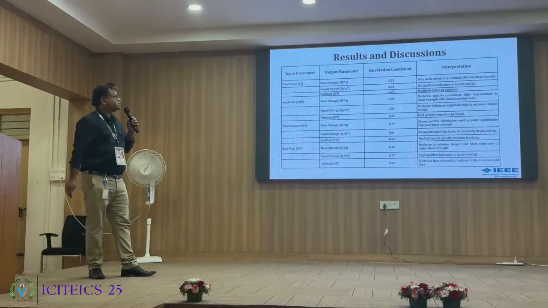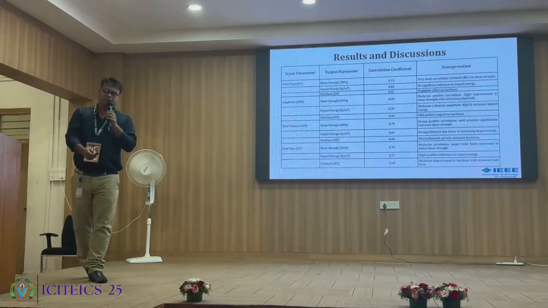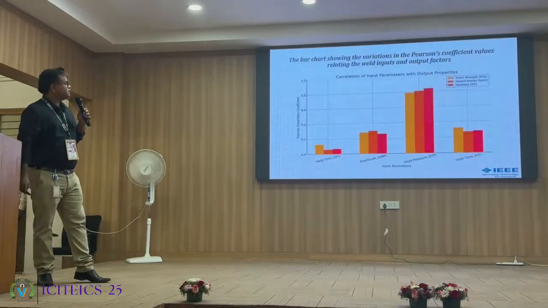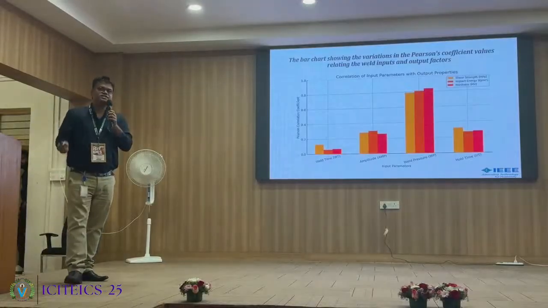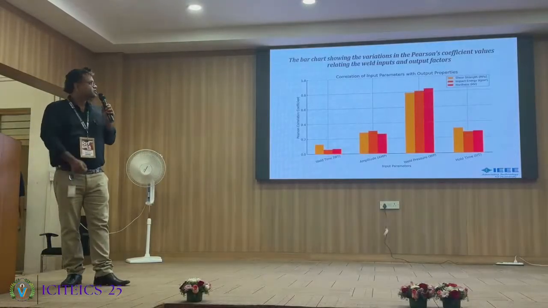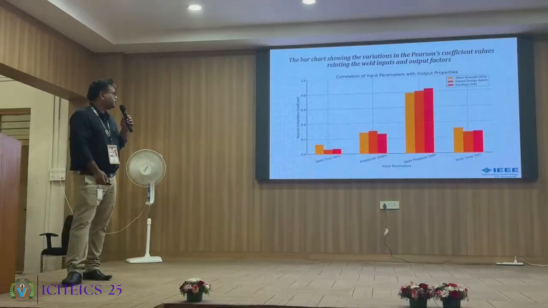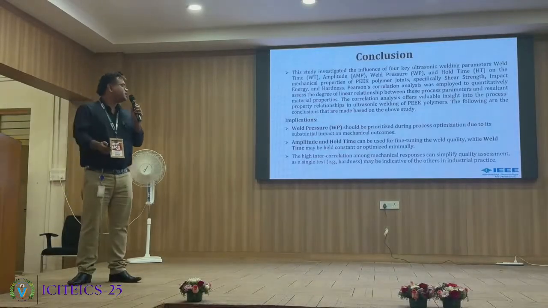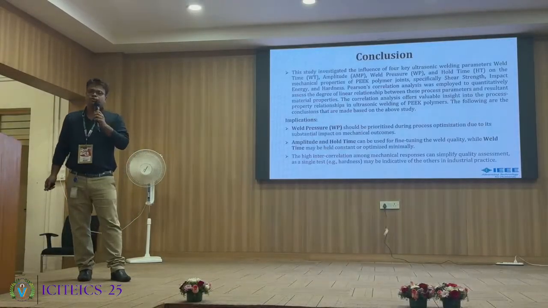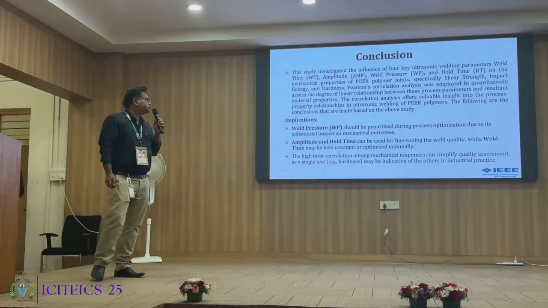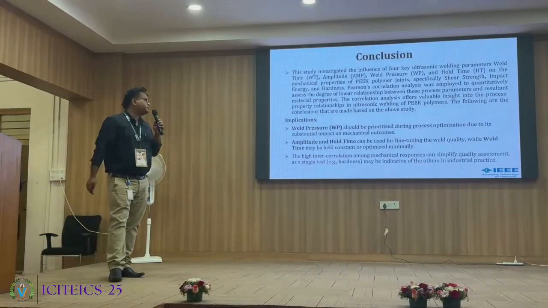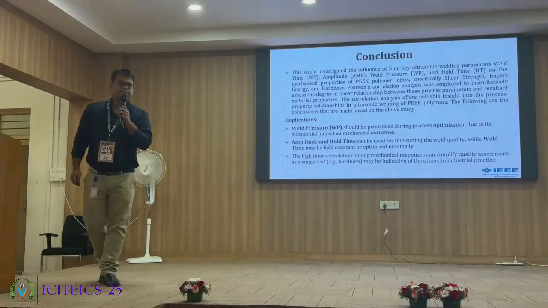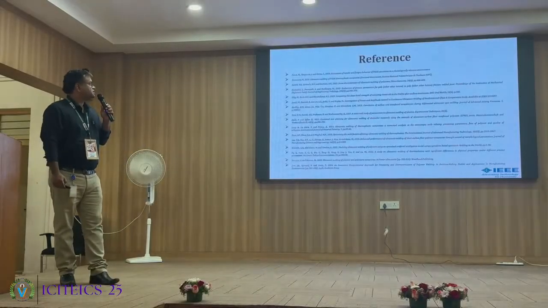Weld pressure has the most effect on the mechanical properties. This bar chart also shows a visual representation of how the pressure makes an impact, followed by the amplitude and hold time along with the weld time. So in conclusion, the weld pressure should be prioritized during optimization due to its substantial impact on the mechanical outcomes, followed by the amplitude and hold time. Those can also be optimized, but the weld time can be held constant. So these are the references.